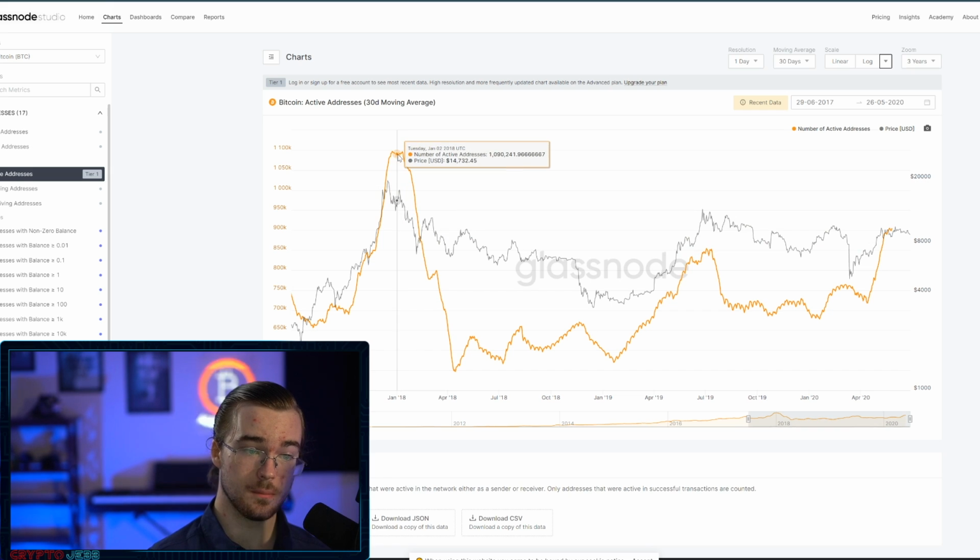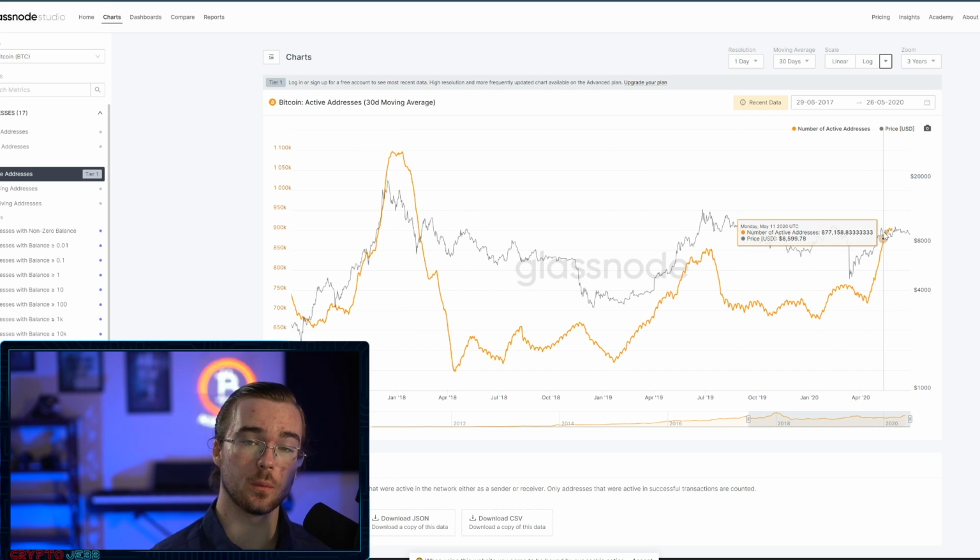That looks a lot lower than this, but this peak is actually only 1.1 million. We're only about 20% below where we were at the end of $20,000 bull run when Bitcoin had the entire mainstream media behind it. It had all of the news outlets. I mean, all of them.